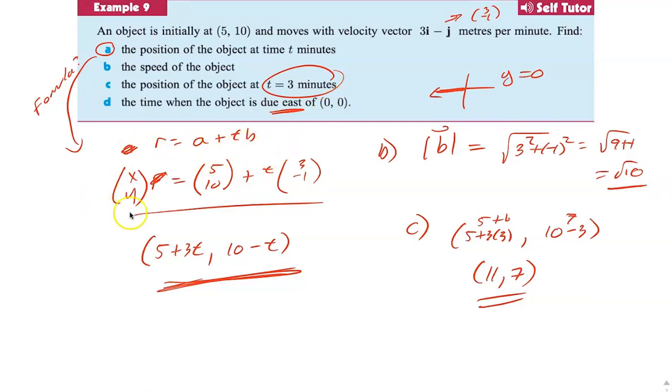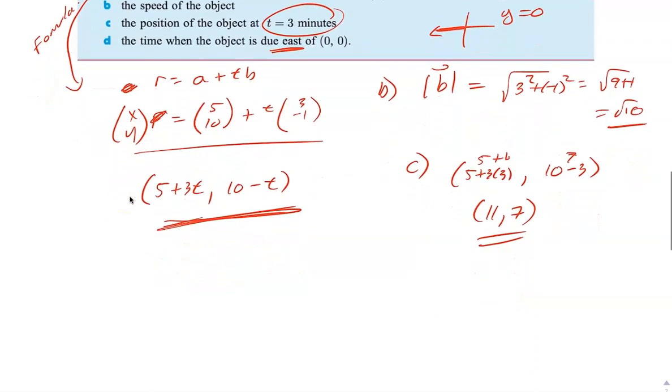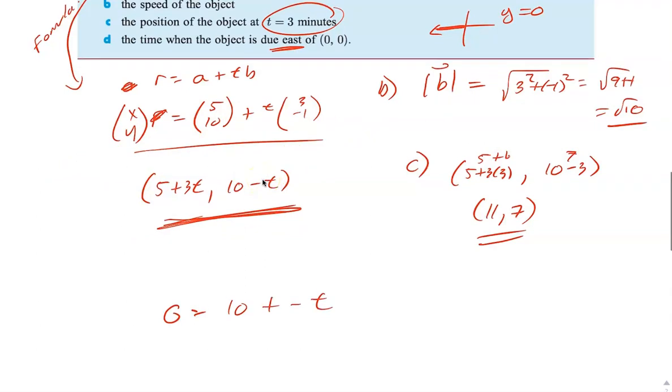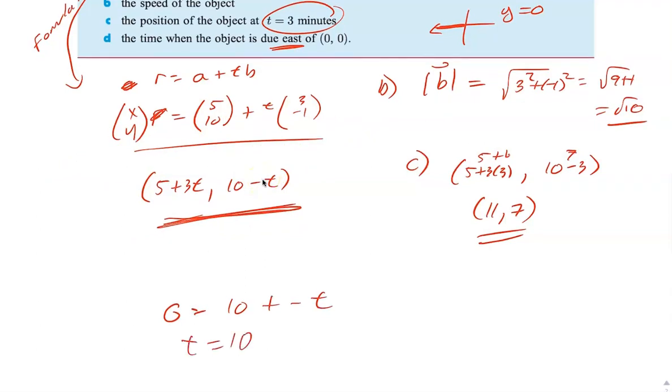So we're going to get our equation up here and set the y equal to 0. So 0 equals 10 plus negative t, right? Just using my y right here. And if I just add t to both sides, I get t equals 10. So at 10 minutes, it's due east. That's it.